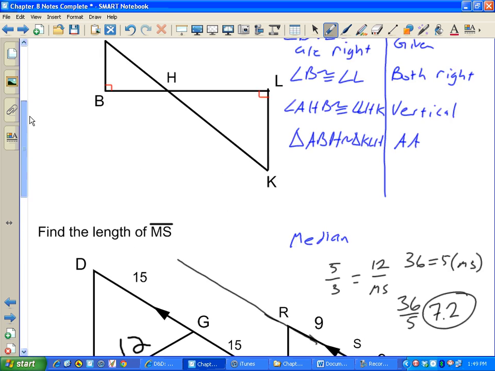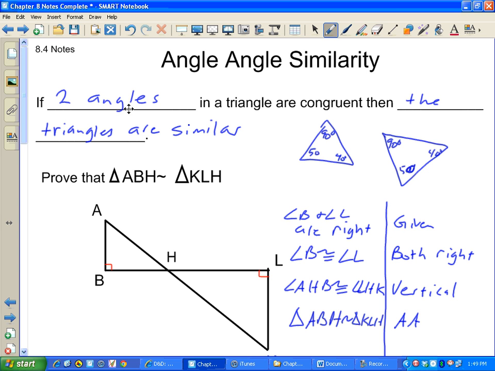All right, and those are examples of how you can use angle-angle similarity, and a bit of a word problem in there too.